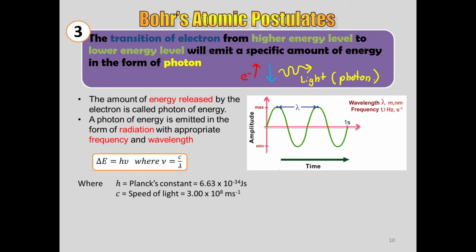We can calculate the energy of this light that comes out. Even though you feel like sunlight is nothing much, actually sunlight has momentum and energy. So the amount of energy released by the electron is called photon energy, and it is a form of radiation, with frequency and wavelength.